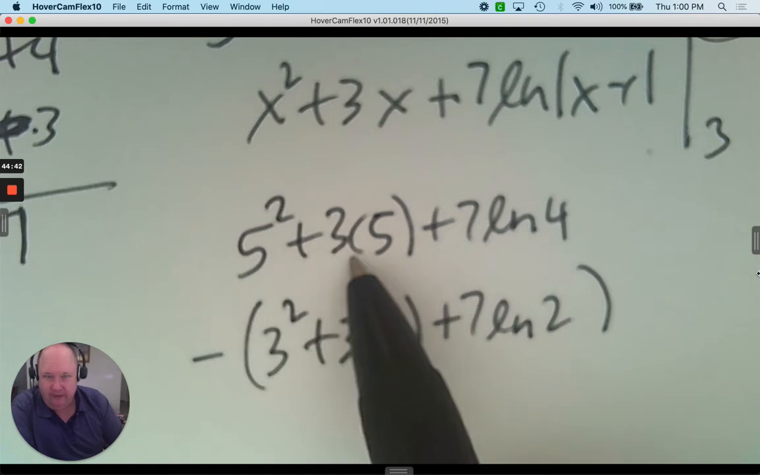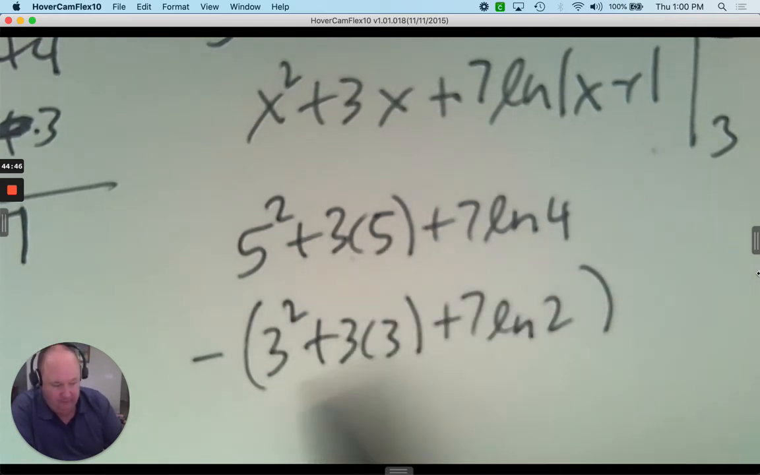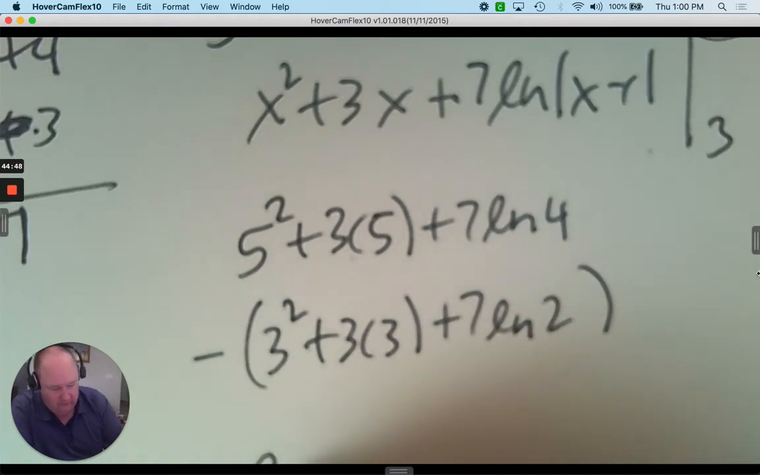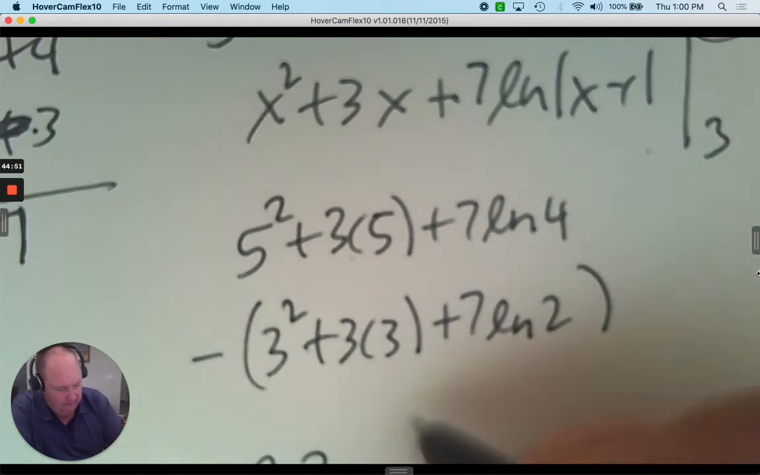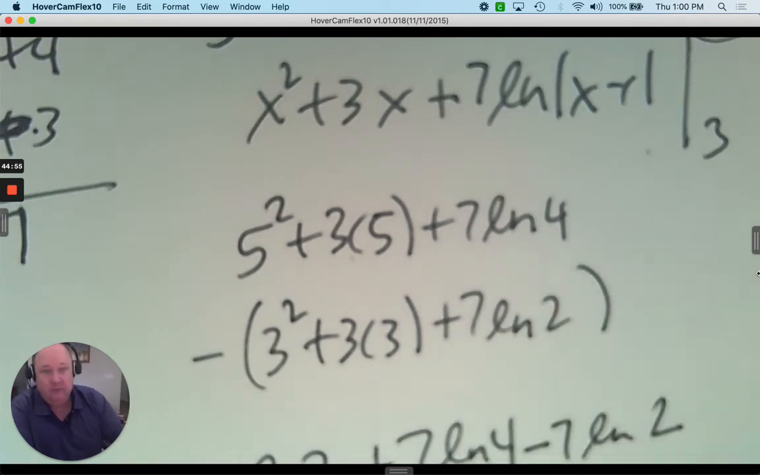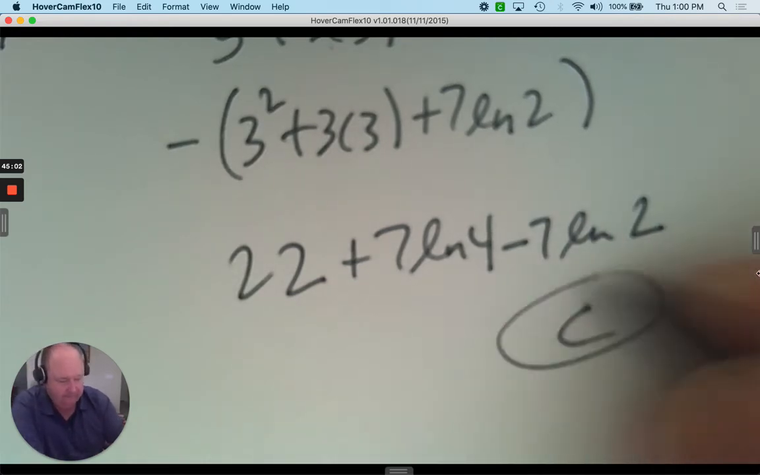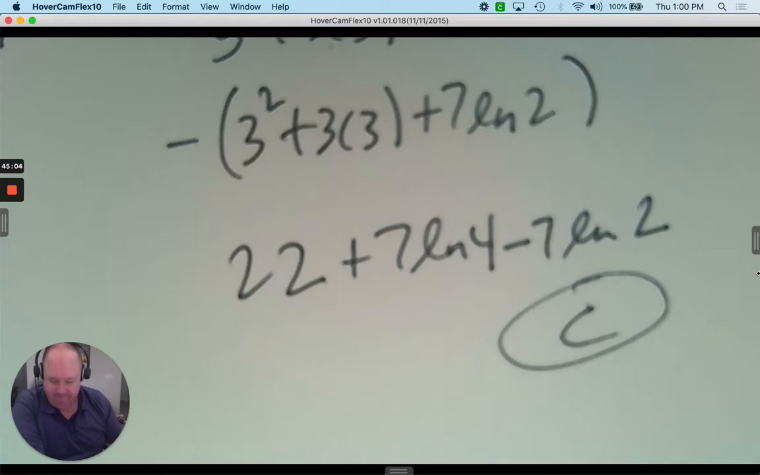So 25 and 15. What is that? 40. Take away 18. So that's 22. And then we have 7 ln 4 subtract 7 ln 2. So if you factor out a 7, you get ln 4, take away ln 2, and you get your answer, which is C, is the one that matches.